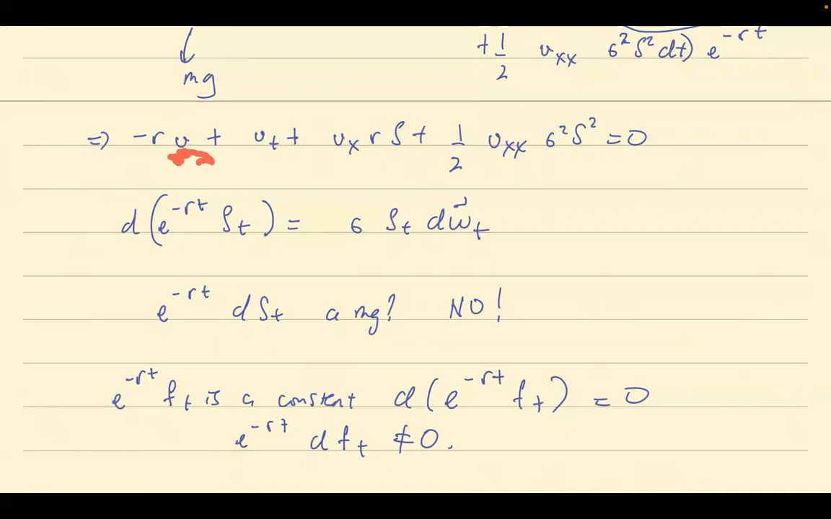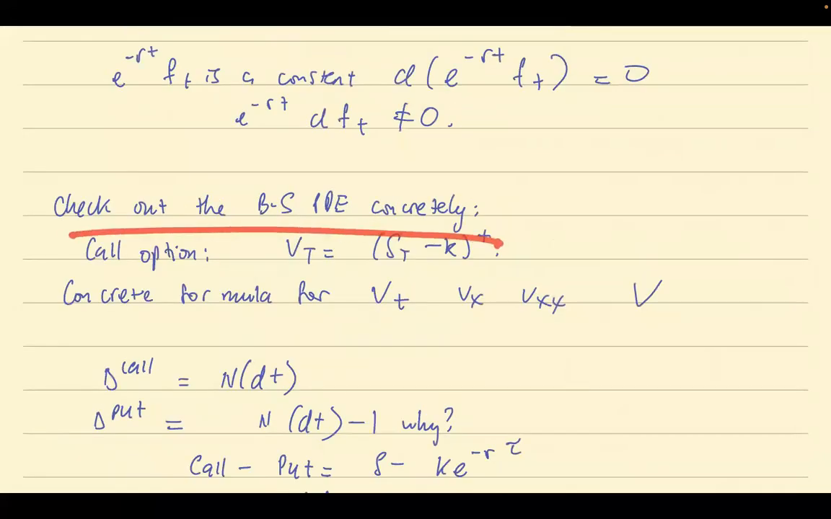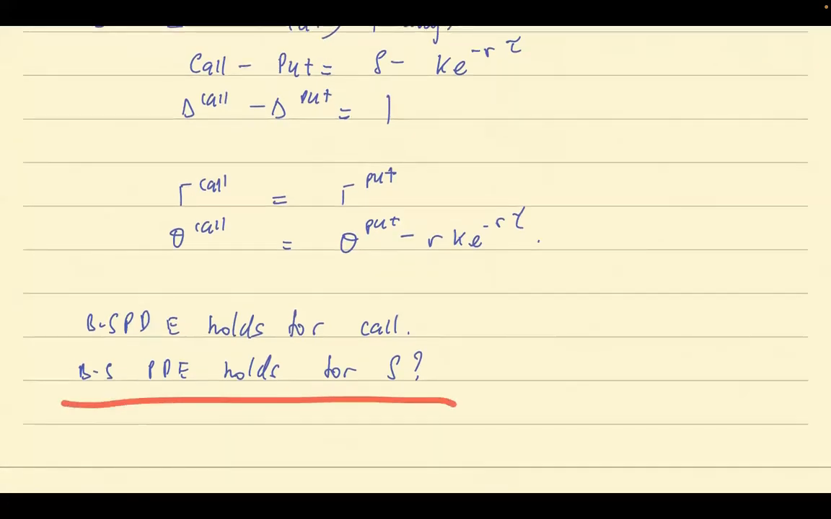V will be S, because it's just a stock. What's VT? 0. What's VX? 1. What's VXX? 0. So does it hold for the stock? Of course it does, because this cancels with this. You understand? The point is you could think of this very mechanically, at the concrete level, but you also should think of it abstractly. So it does hold for the stock.